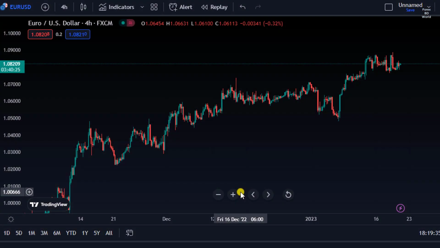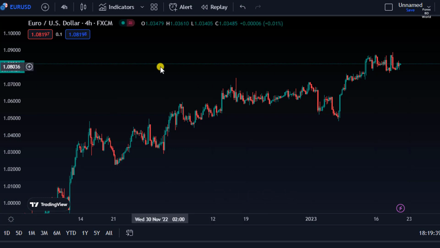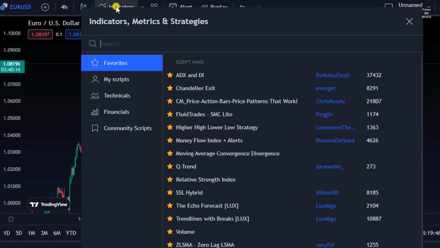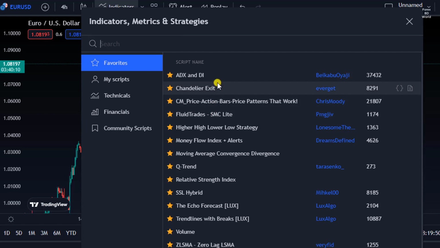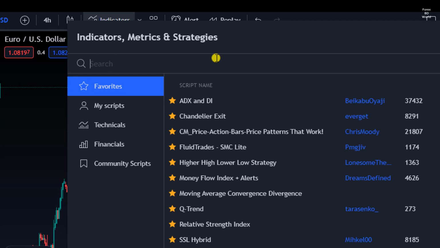Let's take a look at how to set up the indicators and what indicators to set up. You will set up two indicators. One is NWE Nadaraya-Watson envelope and the other is higher high lower low strategy. We will set up these two indicators and will analyze the market with the help of these two indicators.